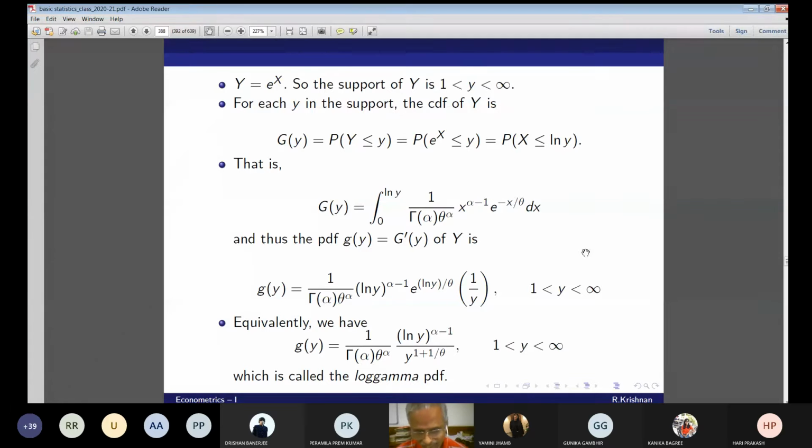Hello? Yes, sir. You don't keep a cheat sheet. Remember these formulas, not this formula, but the marginal PMF, marginal PDF, conditional PMF, PDF, and all those.